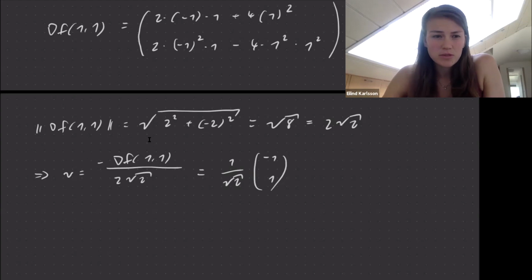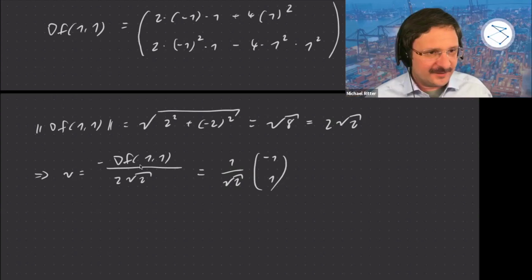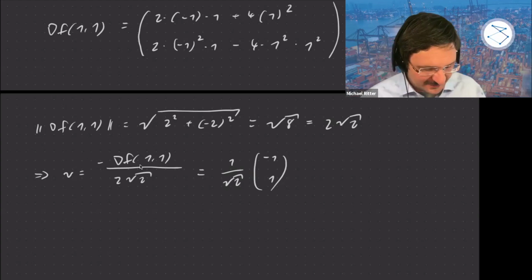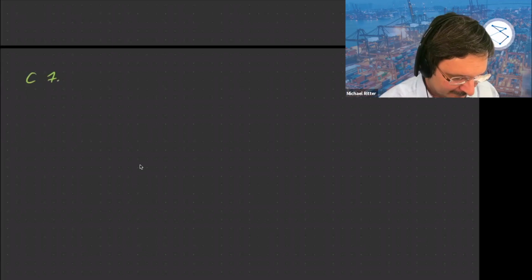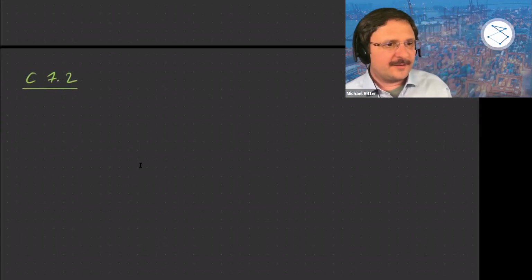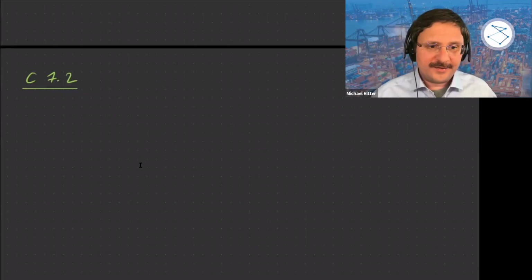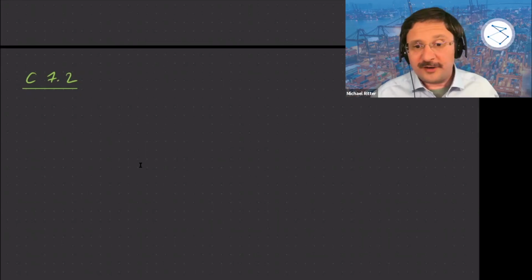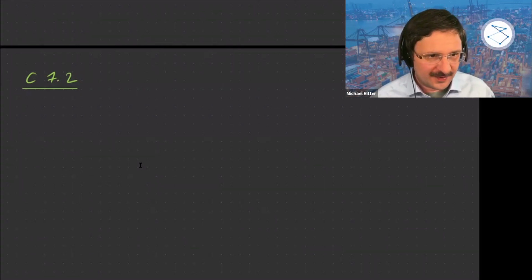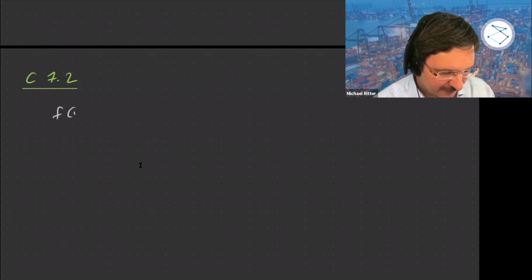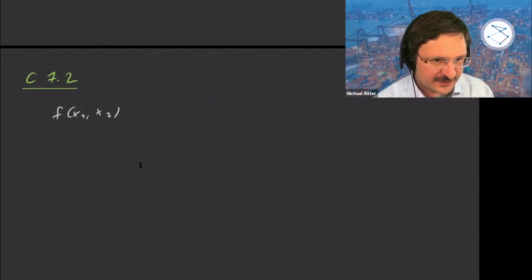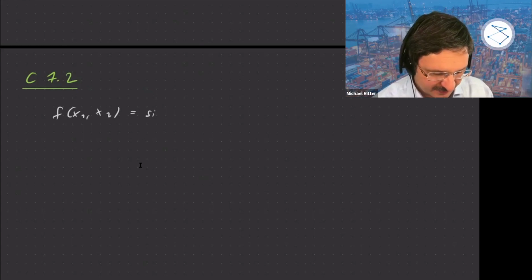So good. So let's go for C72 then. So that is about the other procedure, the other numerical method that we discussed for determining, hopefully determining, local minima of a function. Again, we have a real valued function of two variables. Now that function is simply the sine of x1 times x2.